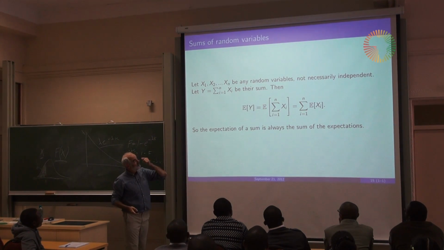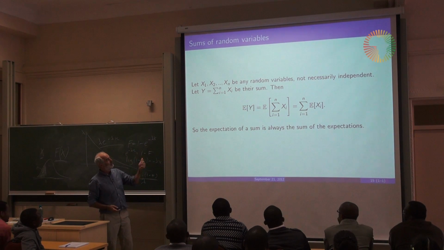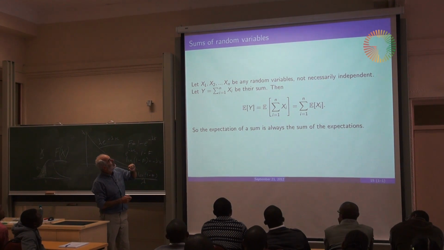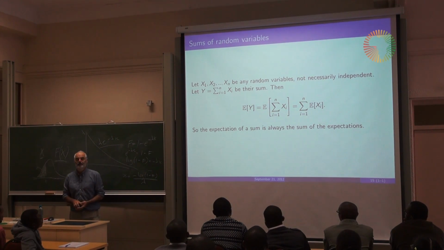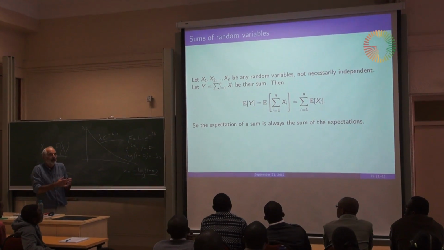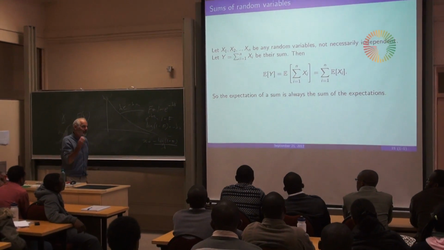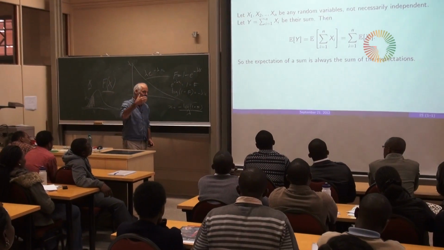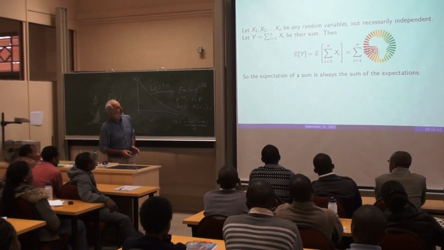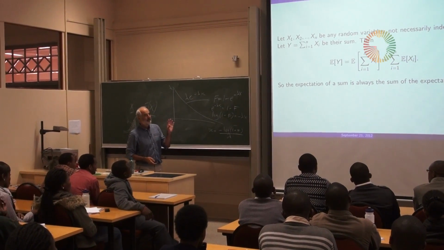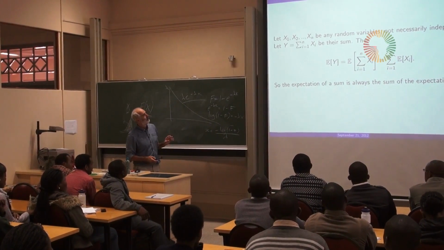This is maybe a bit dull, but incredibly important. If I've got any random variables, not necessarily independent, then the expectation of their sum is the sum of the expectations. So they don't have to be independent. If I know their expectations, I can just add those up, and that gives me the expectation of the sum, even if they're not independent.